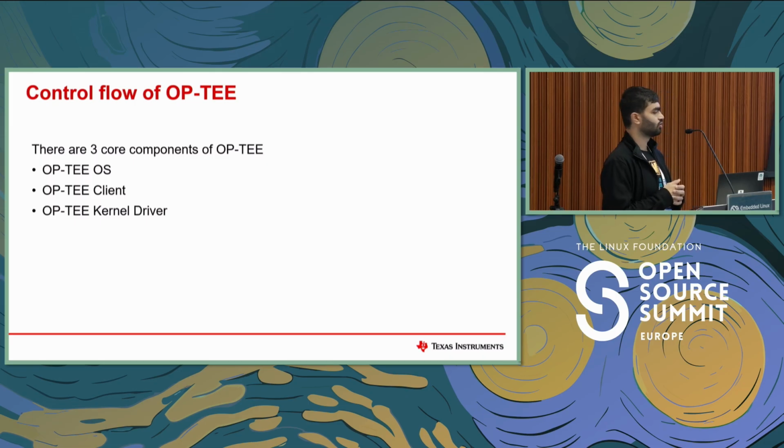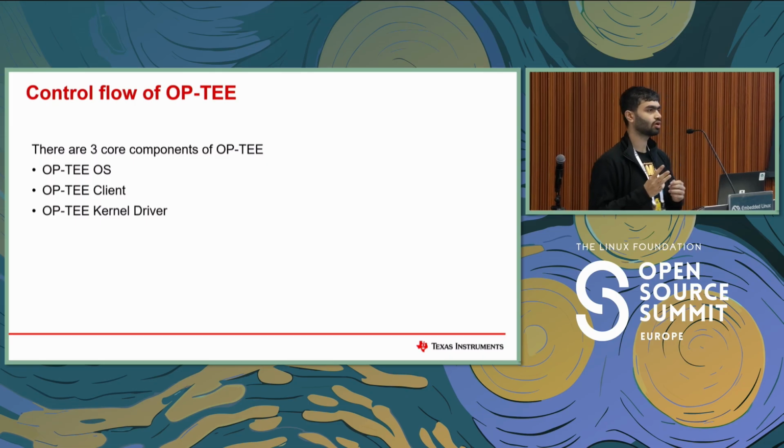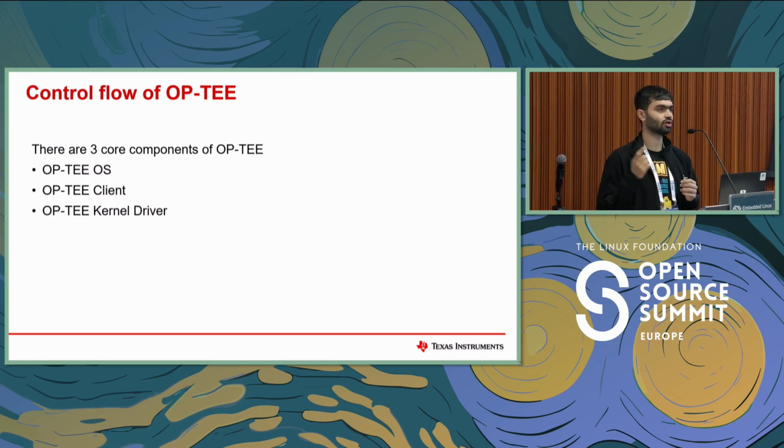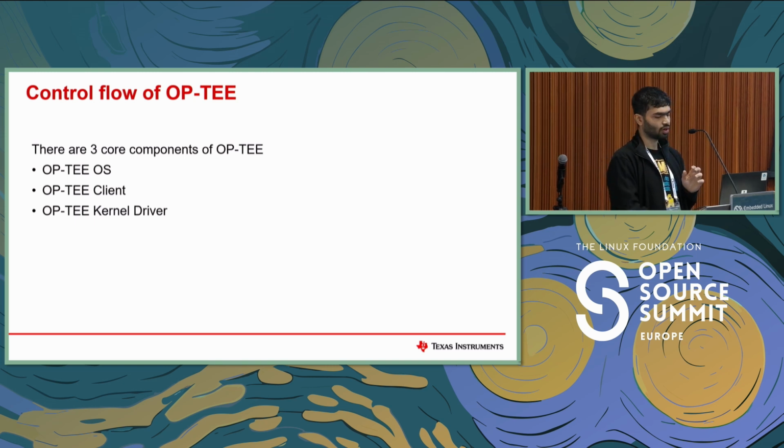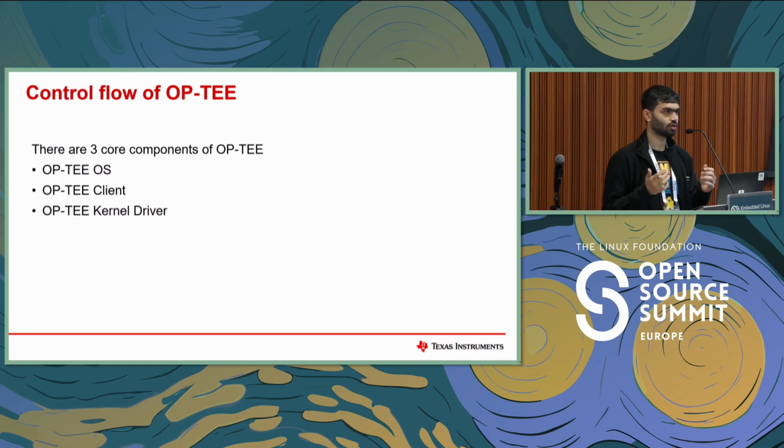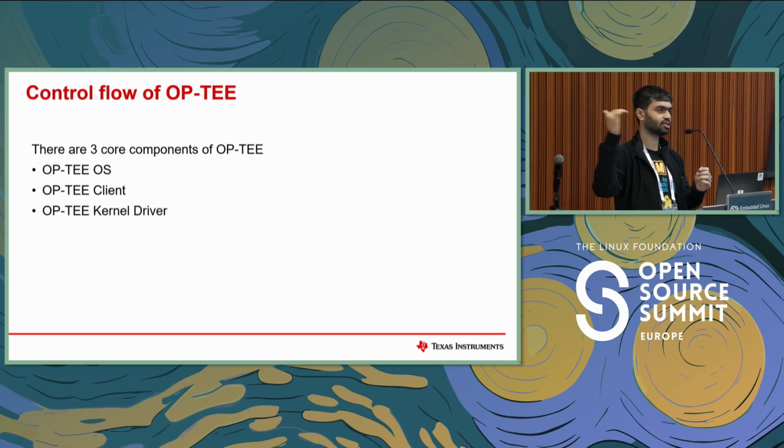So now the control flow of OPTEE. There are three core components of OPTEE. You have an OPTEE operating system. You have an OPTEE client. The OPTEE operating system is basically the core operating system that is running on the secure side, EL1. You have an OPTEE client.